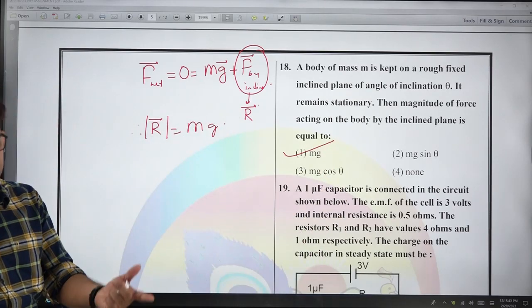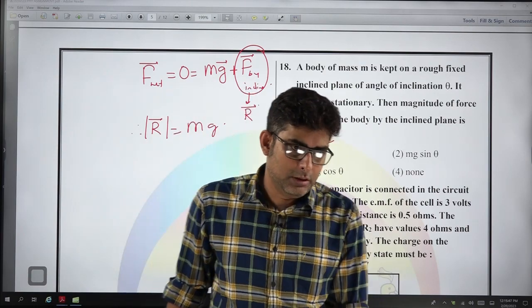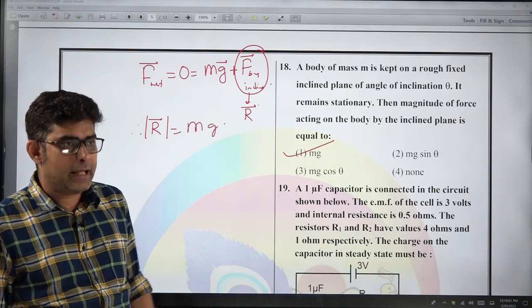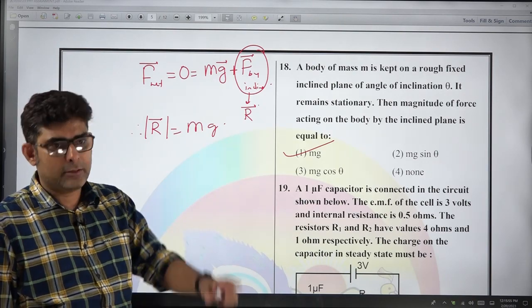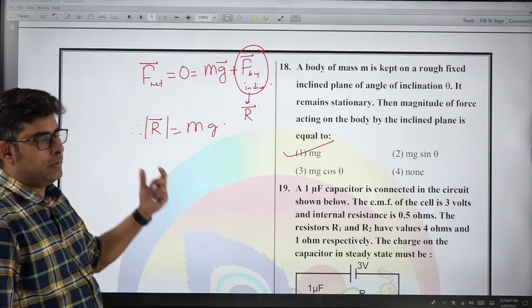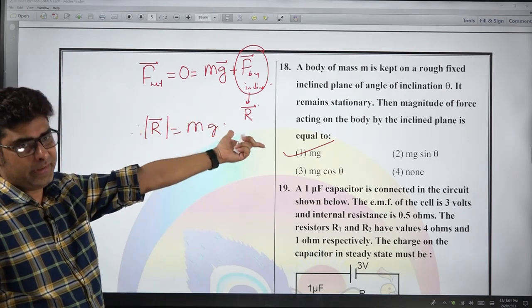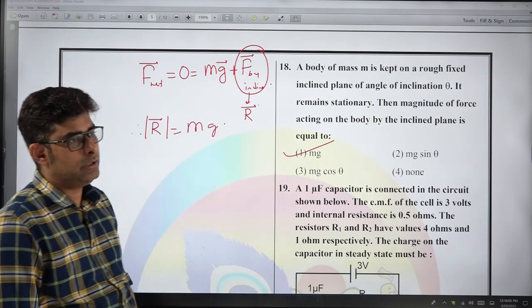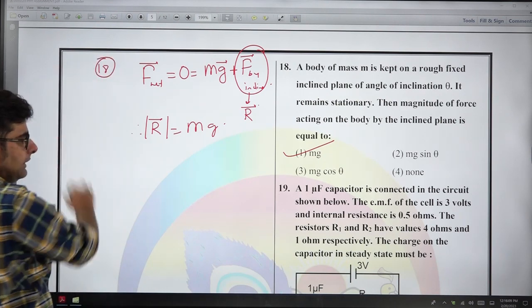So think in this way, one person is pulling you by 10 Newton and another person is exerting a force F on you, and you are not moving from your place. So what is F? F is equal to 10 only, and opposite to 10, right? So one force is mg, another force is force by the incline. Their resultant should be 0. So the magnitude of force by incline should also be mg only. Clear? So this was question number 18.